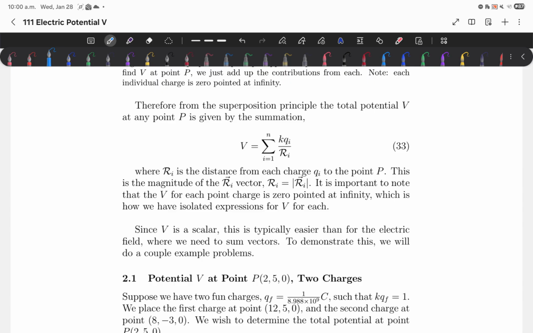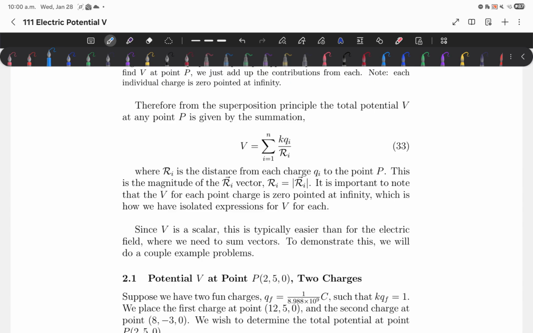Now, R is the magnitude of our big R vector from before. So mathematically, this is basically the same thing but easier than the electric field problem. You just calculate your big R vector like you've been doing over and over, find its magnitude, plug it in, that's the potential for any given point.